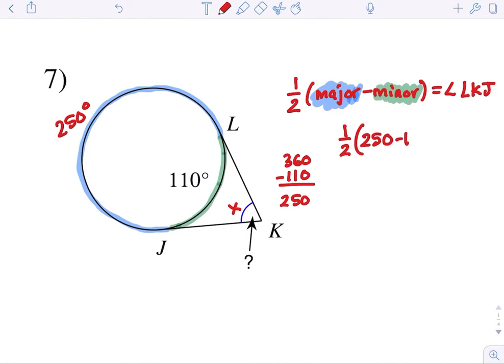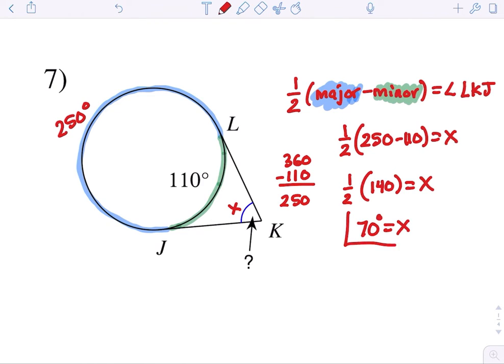250 minus 110 is equal to the angle. We'll just call it x. 1/2, 250 minus 110 is 140, and half of 140 is 70 degrees, which is equal to x. So that angle measurement is 70 degrees.